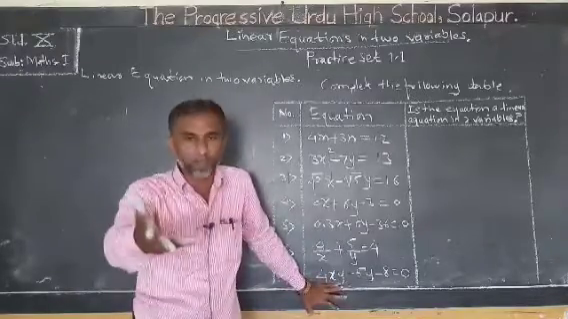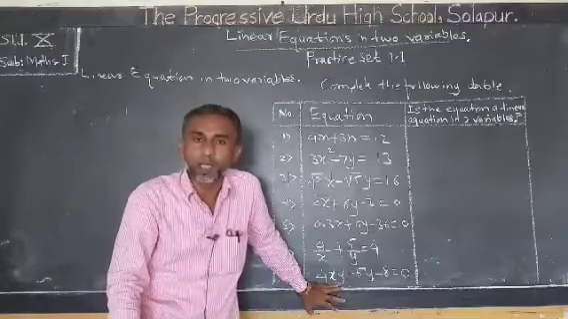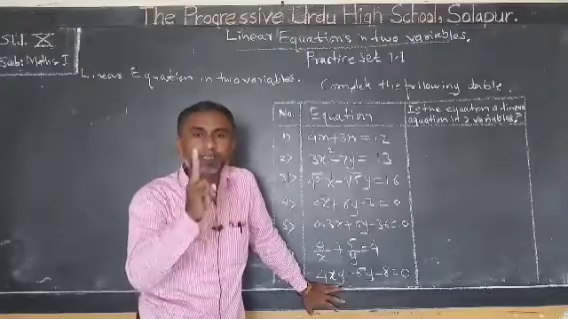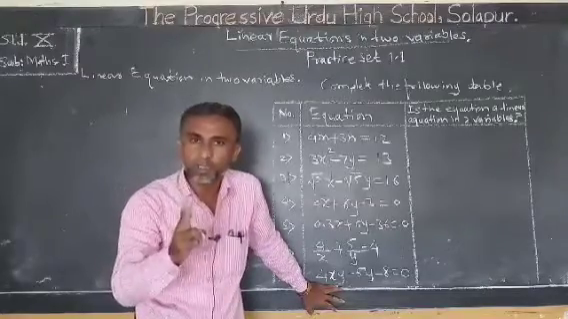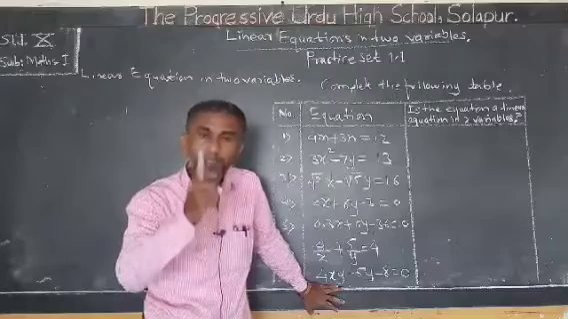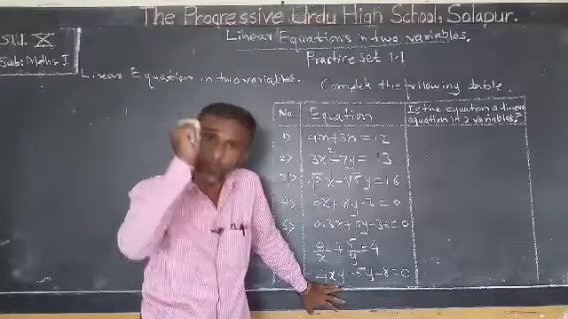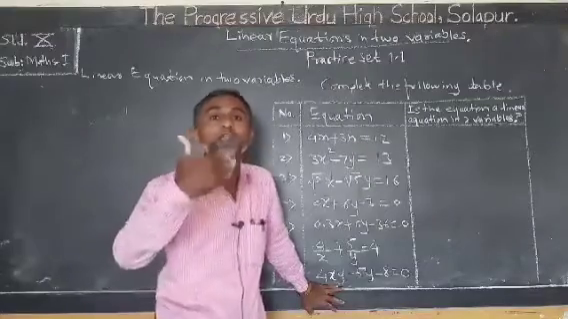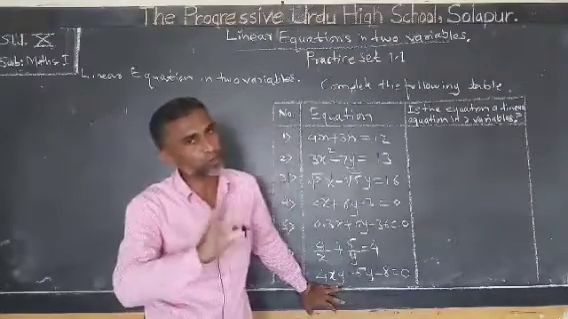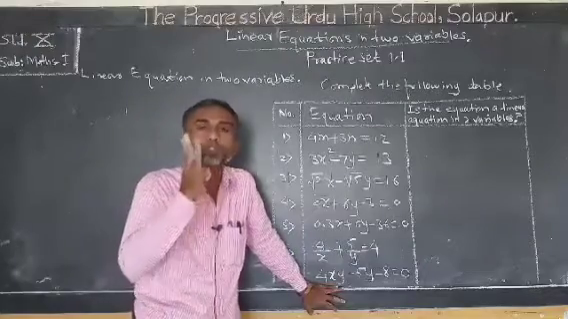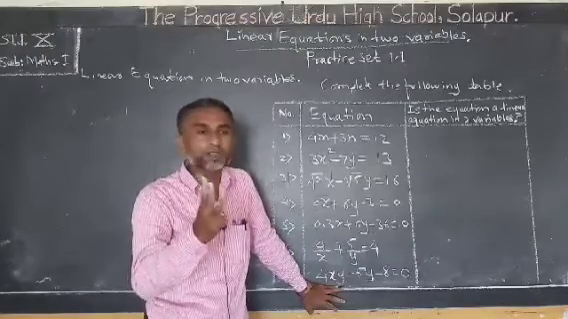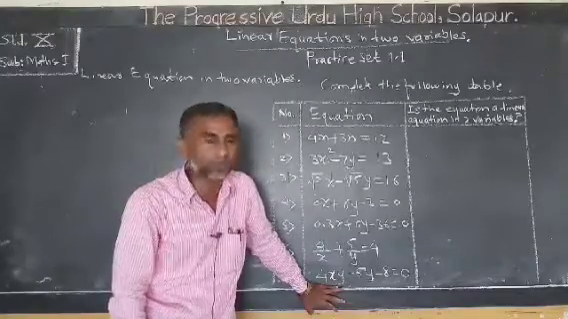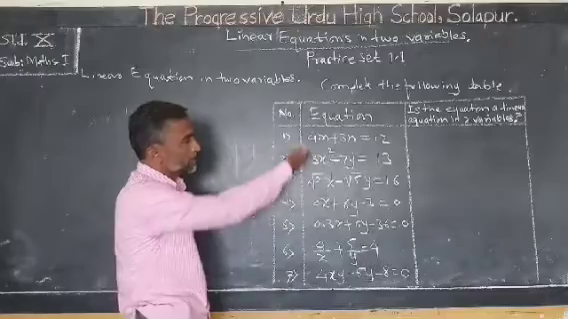While you are identifying whether the given equation is a linear one or not, you should first observe whether there are two variables or not. Second thing, the degree of the variable should be 1, and the values of a and b, that is the coefficients of x and y, should not be equal to 0. If you look at these things, you can easily identify whether the given equations are linear equations or not. Now, we will see this table.